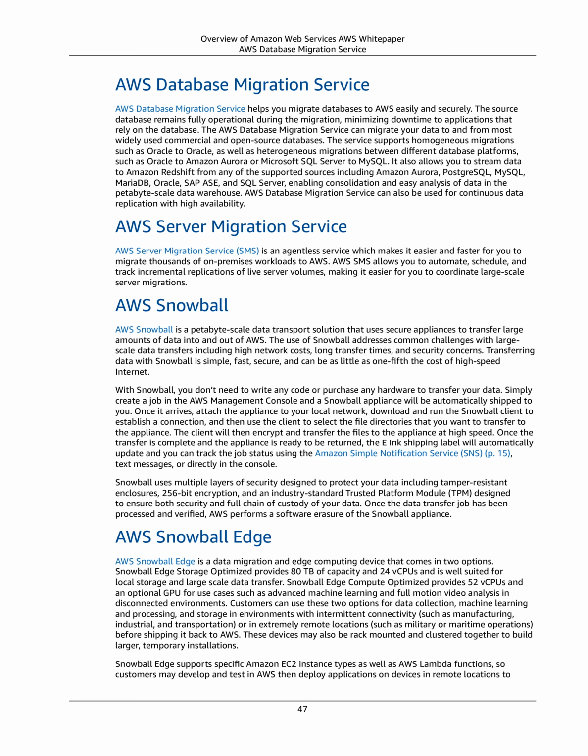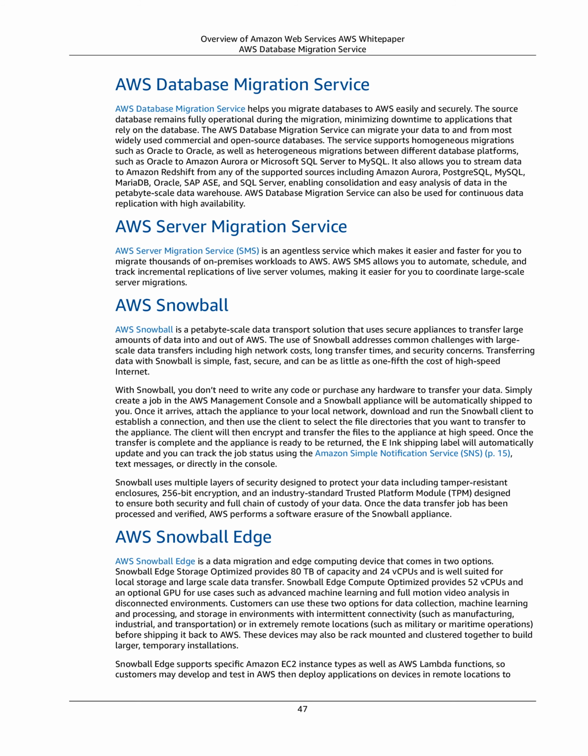AWS Server Migration Service. AWS Server Migration Service, SMS, is an agentless service which makes it easier and faster for you to migrate thousands of on-premises workloads to AWS. AWS SMS allows you to automate, schedule, and track incremental replications of live server volumes, making it easier for you to coordinate large-scale server migrations.